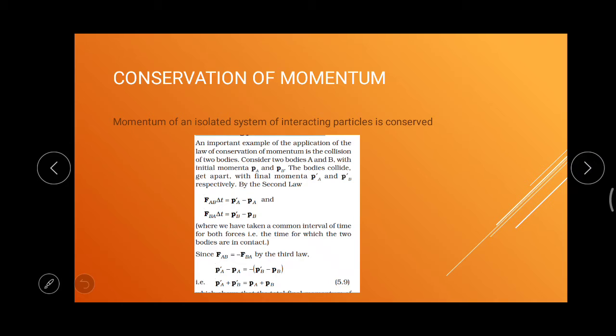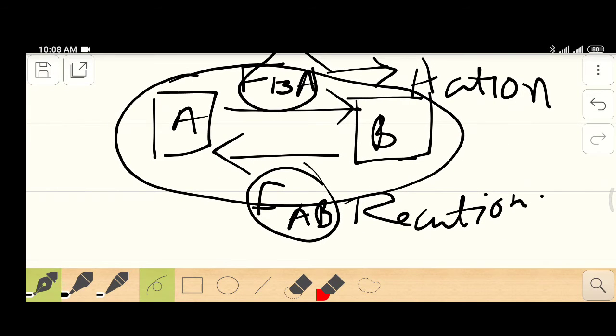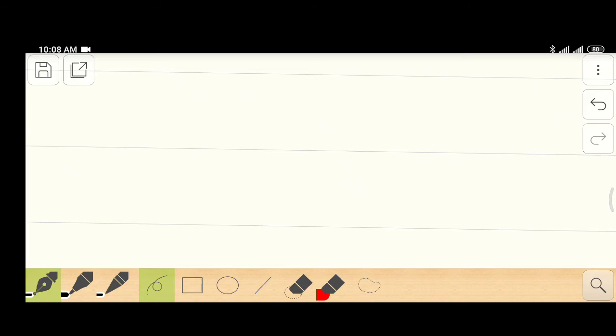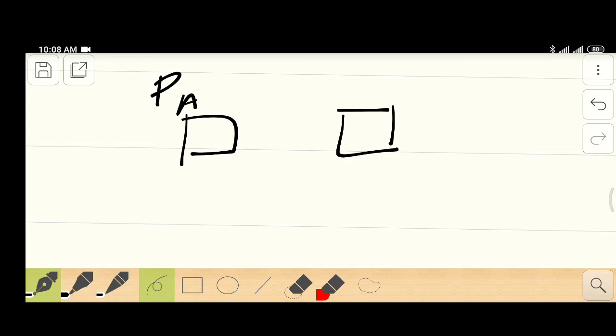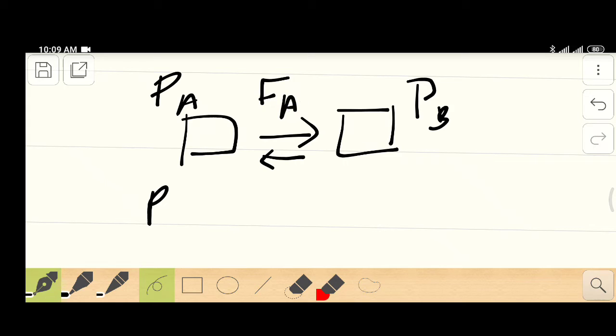Now we have to consider the next topic, the conservation of momentum. For the conservation of momentum, we have to consider two bodies. P_A is the initial momentum of body A and P_B is the initial momentum of body B. If they collide with each other, then there will be forces F_AB and F_BA. F_A is the force acted upon B by A, and F_B is the force by B which is applied on body A. After the collision, the momenta change to P'_A and P'_B.